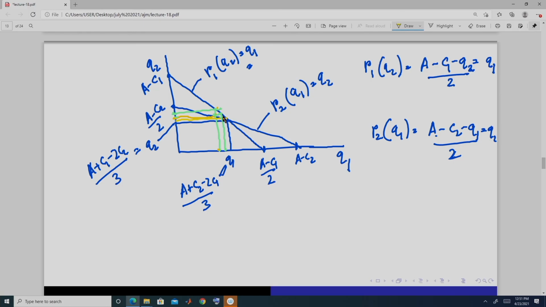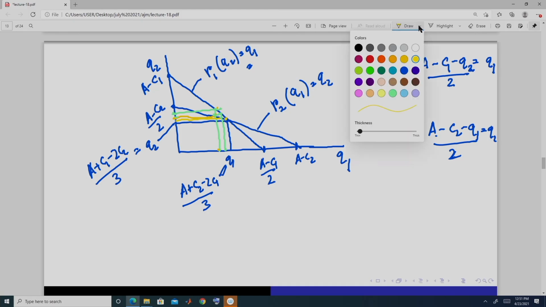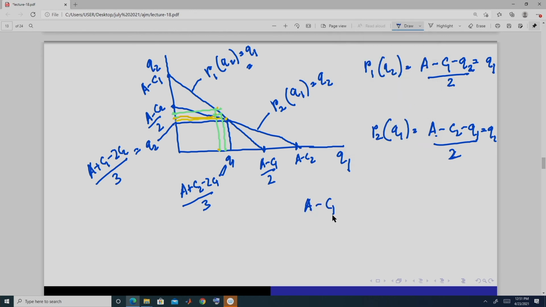Now, in this situation, we get this solution, but under what assumption? We have not yet specified that assumption, but we have implicitly assumed it. The assumption is that A minus C1 should be greater than (A minus C2) divided by 2. So, this should be greater. This implies that A minus C should be positive. If we have only this situation, that means this is going to be lower than this.